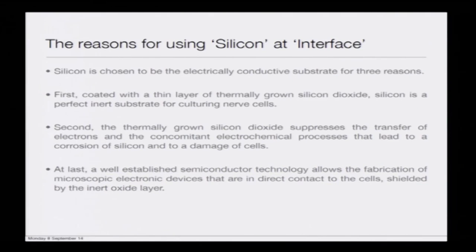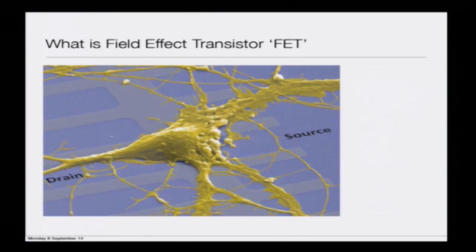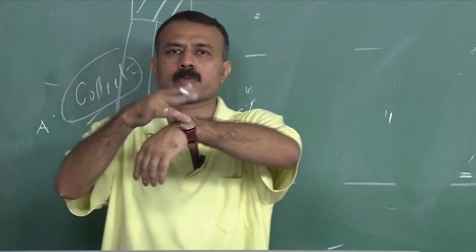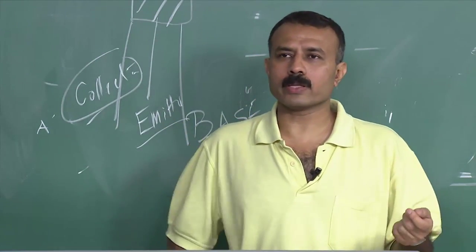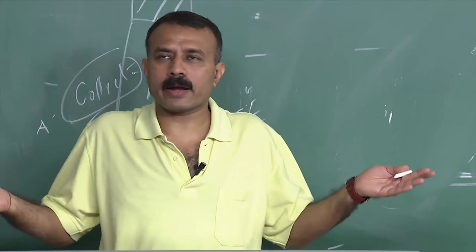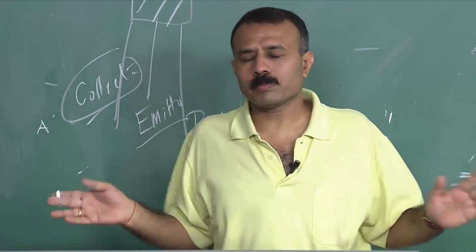Second, a thermally grown silicon dioxide suppresses the transfer of electrons and the concomitant electrochemical processes. This essentially means that when you are growing something like this, you have to ensure that there is no leaching taking place, because you are on top of a semiconductor device. There is a lot of water, and whenever we talk about electronic devices, they always say do not go to water. You carry a cell phone, and you are told not to get it wet, because water will percolate, there will be a short circuit and anything could happen.